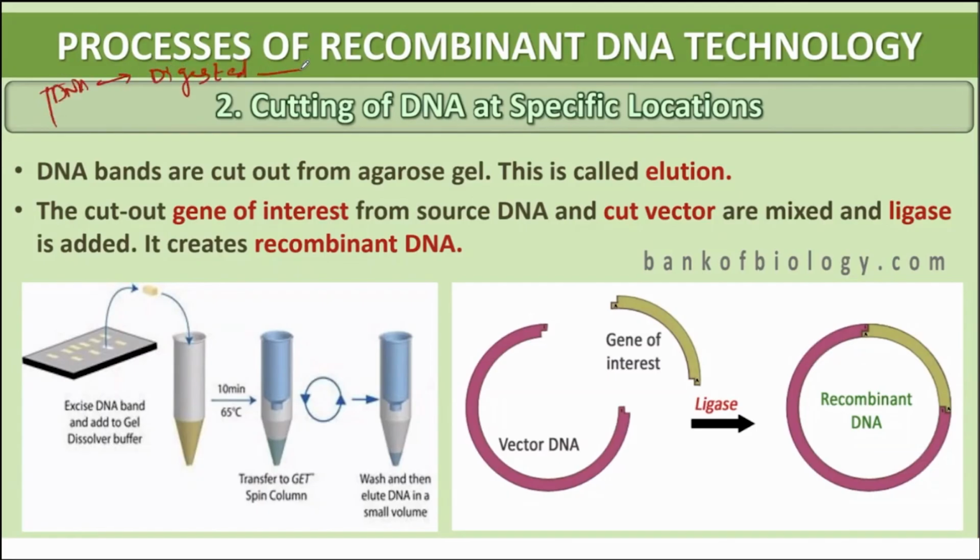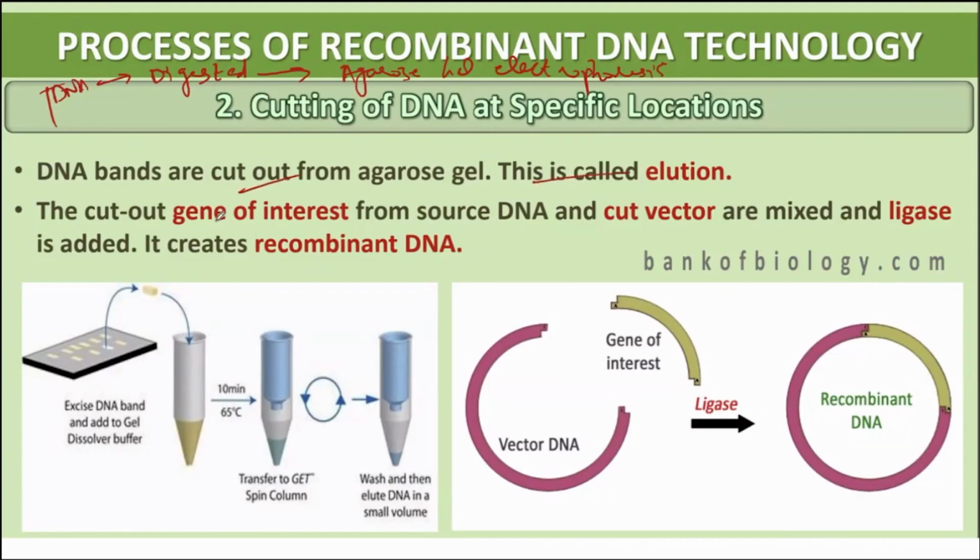So what I was teaching here was, now we have already loaded our samples, and after the DNA was digested, we did agarose gel electrophoresis. Right. So the DNA bands are cut out from the agarose gel and this step is called elution. Once we run the DNA, okay, let me finish this slide and then we will discuss.